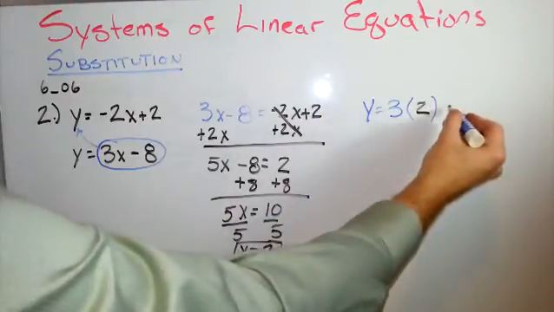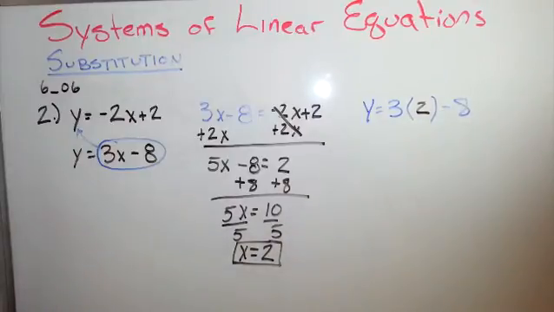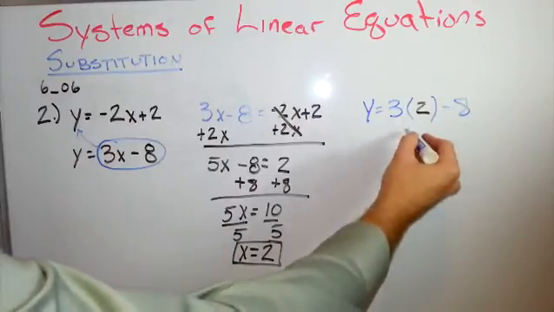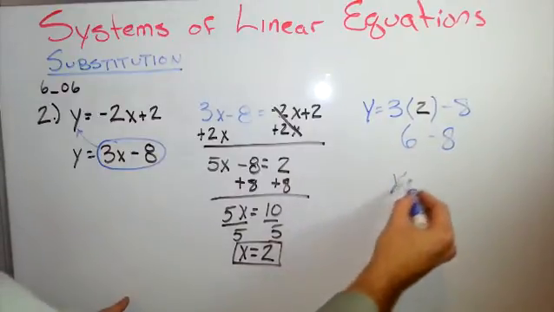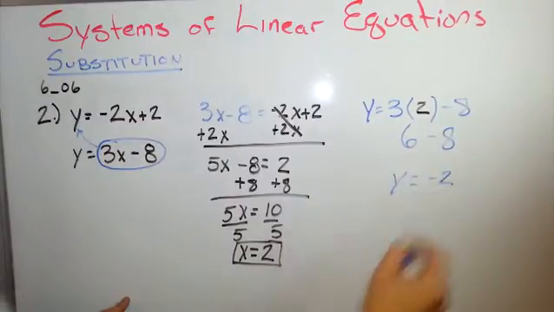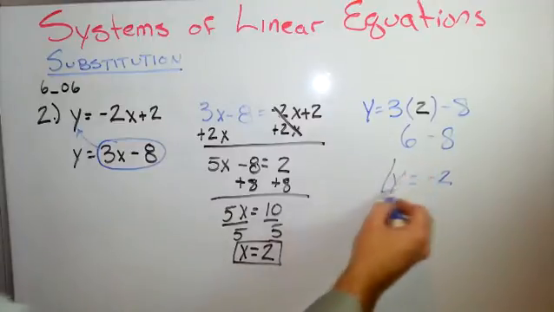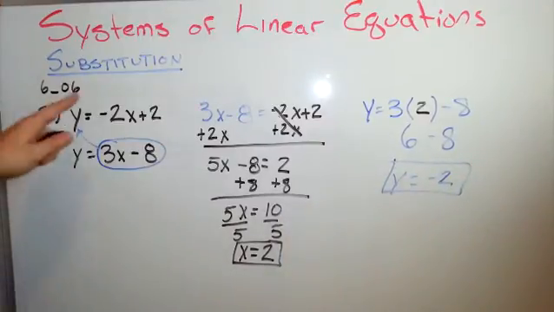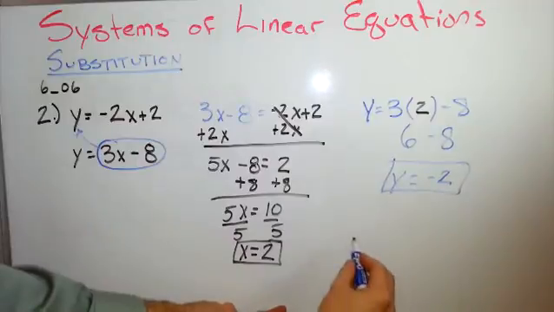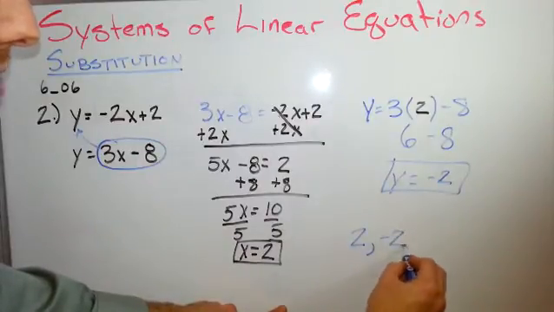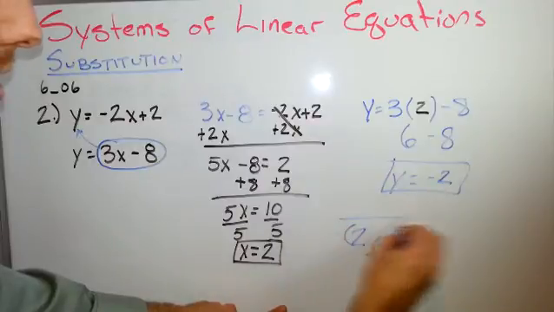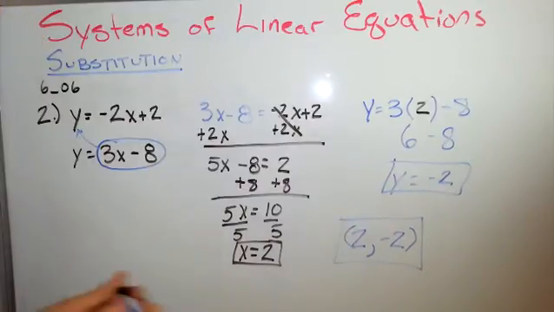Minus 8. And just evaluate that. 3 times 2 is 6. 6 minus 8 is negative 2. So we now have both x and y values that work on both equations. The coordinate would be 2, negative 2. Meaning if I were to solve this by graphing, my two lines would cross at that point.